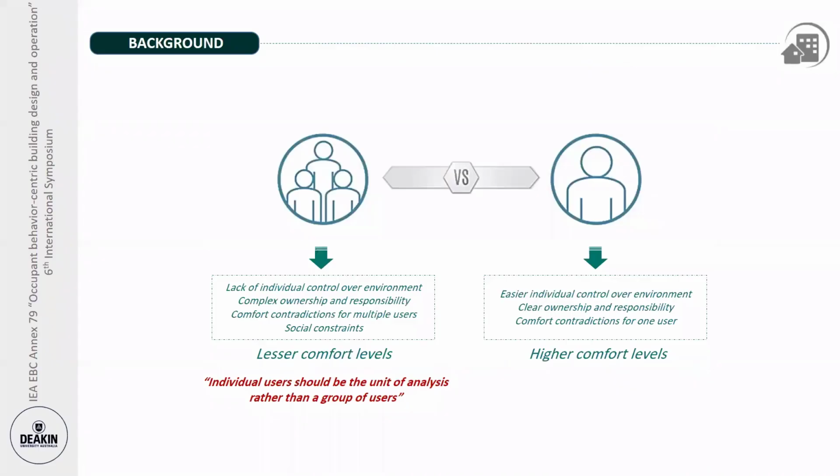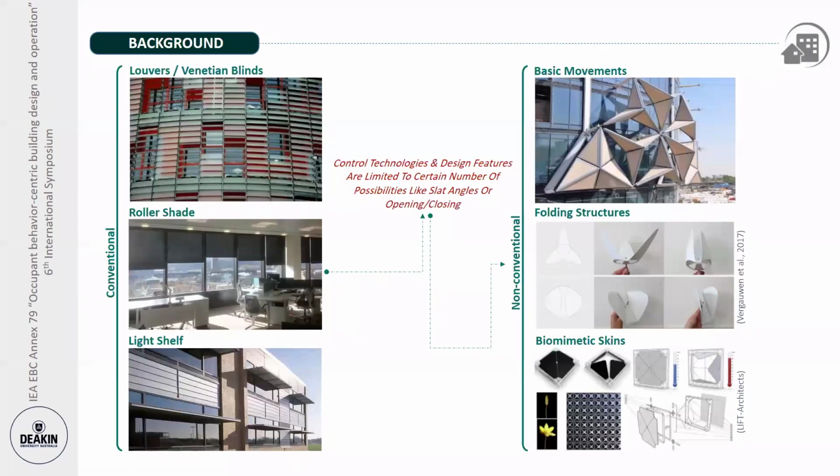As we all know, shading systems are necessary to control solar gain or daylight, which both can affect users' thermal and visual performance. On the other hand, user comfort conditions might vary from a single space to a shared space. In a shared space, individual control, ownership, and responsibility are more challenging compared to a single space, where comfort contradictions occur for only a user. Therefore, to overcome these challenges at the design stage, individual users should be the unit of analysis rather than a group of users.